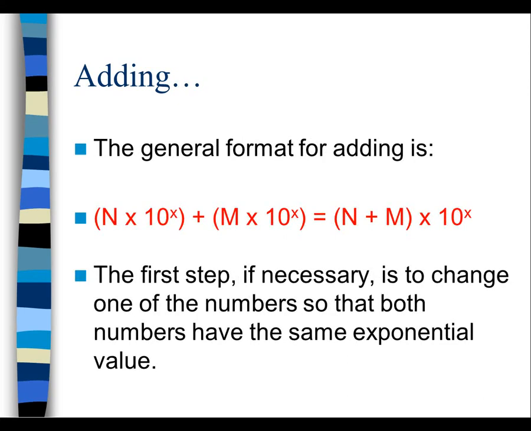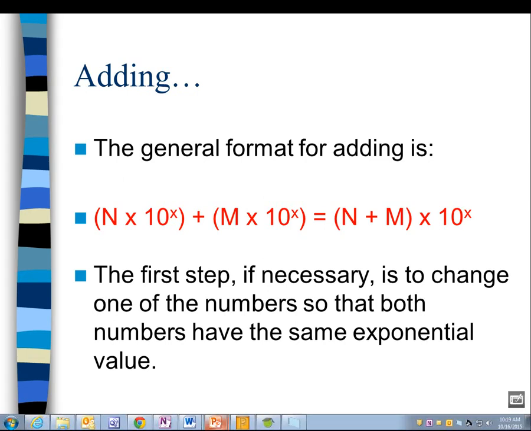So the general format for adding is, and let n be a number, n times 10 to x plus m times 10 to x is n plus m times 10 to the x. So please rewrite that formula. And rather than the x, can you guys make that a multiplication dot? So it's going to look more like this.